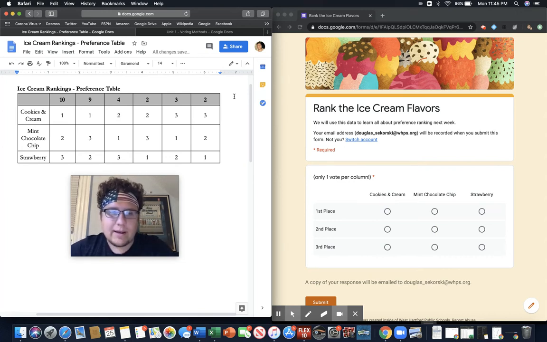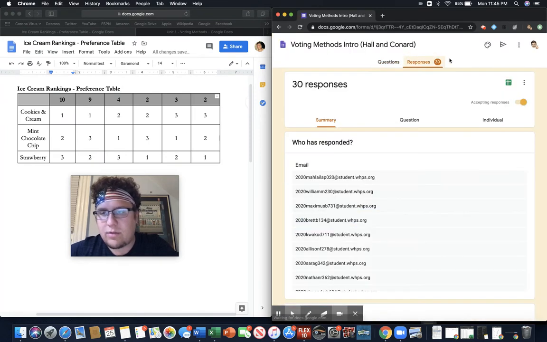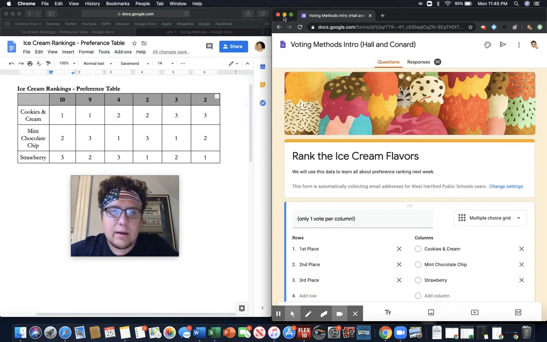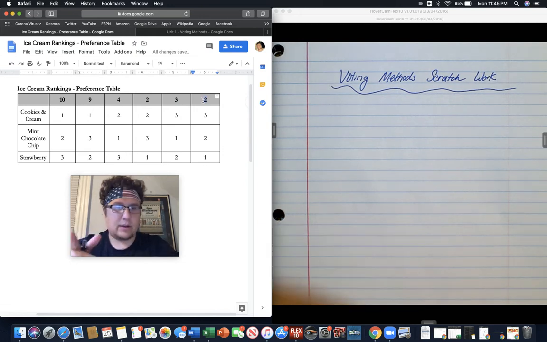Okay, welcome back. If you look at the top here, these bold numbers, right? These bold numbers stand for the number of people who had that particular preference. So when I went over here into the data, we had 30 responses. Okay, so 30 responses, keep that in mind. Let's see, 10 plus 9 makes 19, plus 4 makes 23, plus 2 makes 25, plus 3 makes 28, and plus 2 makes 30. So there's all your 30 people, okay?